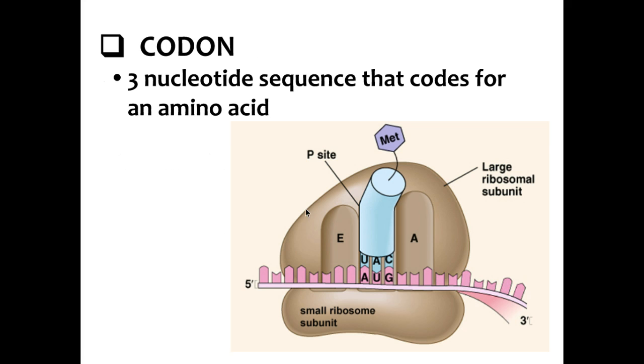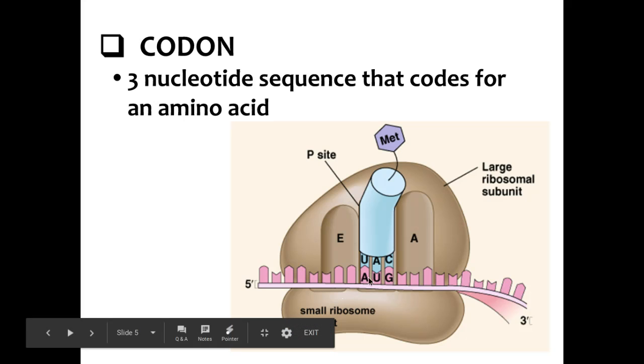Codon is just the set of 3 nucleotides that code for an amino acid. They come in threes. AUG, the start codon, codes for methionine.